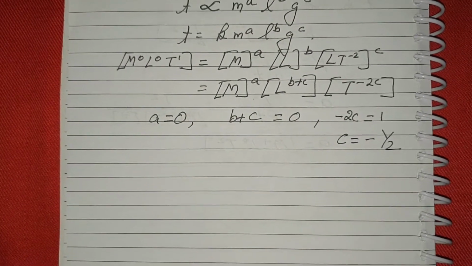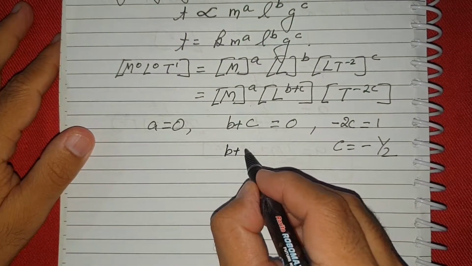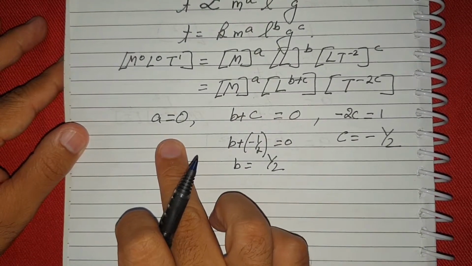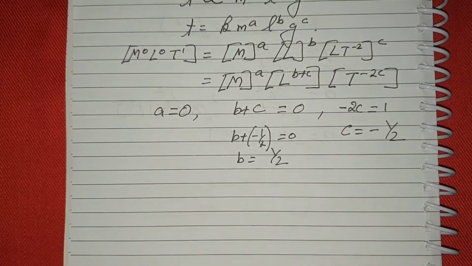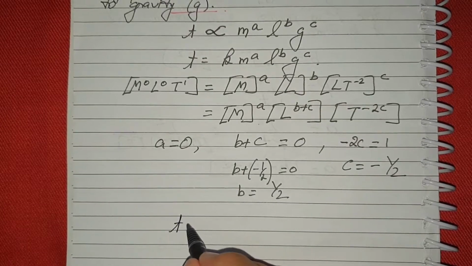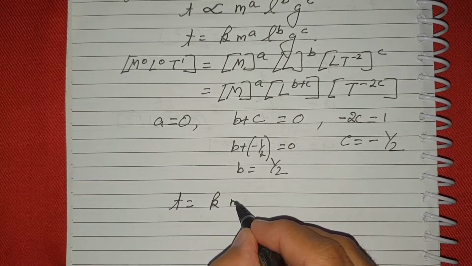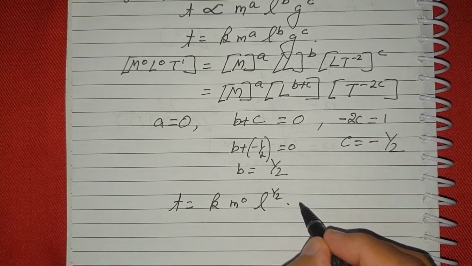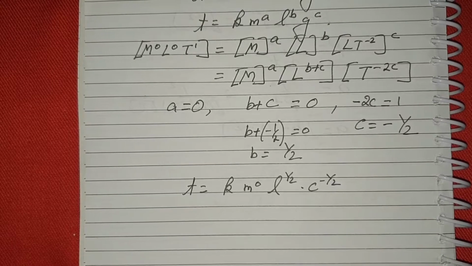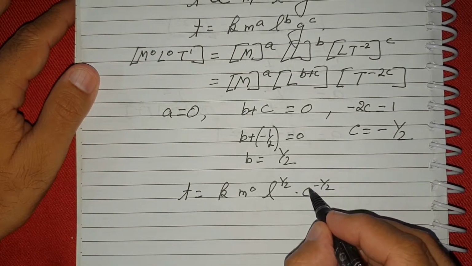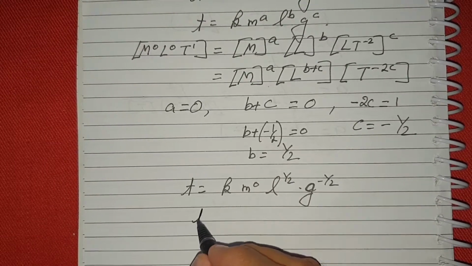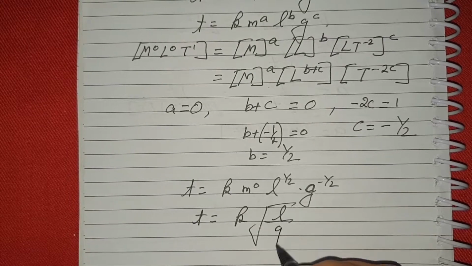Now c is minus 1 by 2. What will be b? b plus minus 1 by 2 equals 0. So b equals 1 by 2, and a remains 0. Now substituting these values in this equation. So T equals k, M^0, L^(1/2), and g^(-1/2). M^0 means 1, this is under root L, and this is 1 upon root g. Sorry, this is g, I'm very sorry. So root L upon root g. So T equals k under root of L by g.